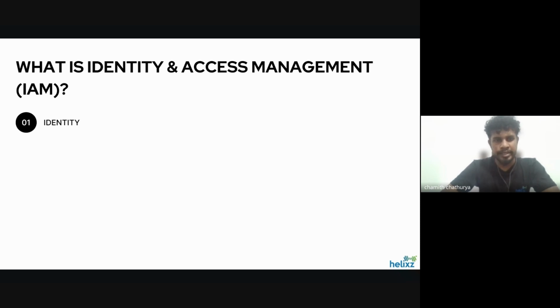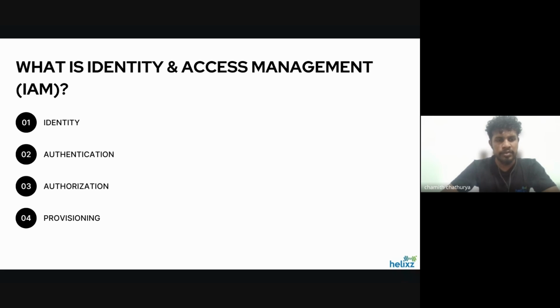First one, identity. This is about establishing who a user is. Authentication. This is the process of verifying the identity, proving you are who you say you are. Authorization. Once verified, what are you allowed to do? This pillar defines your specific permissions and rights. Finally, provisioning. This involves the management of identities through the life cycle, including creating, maintaining, and deleting events.